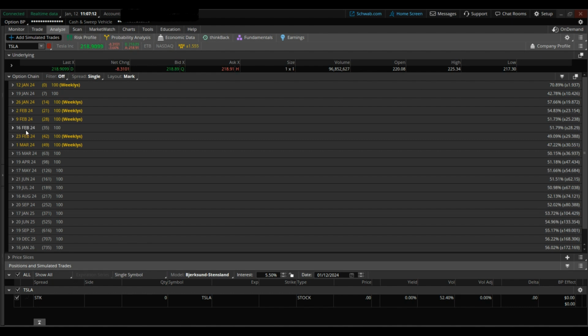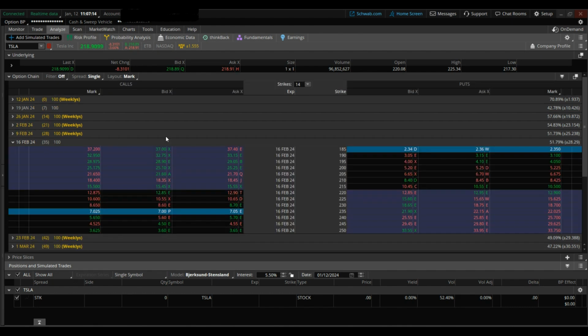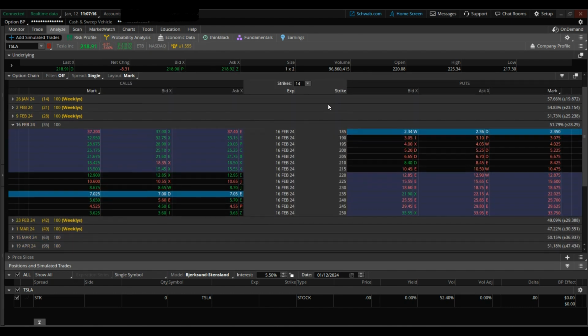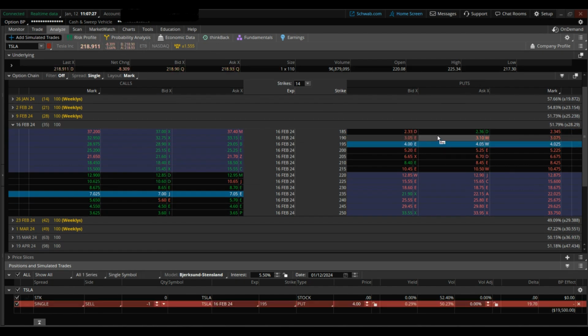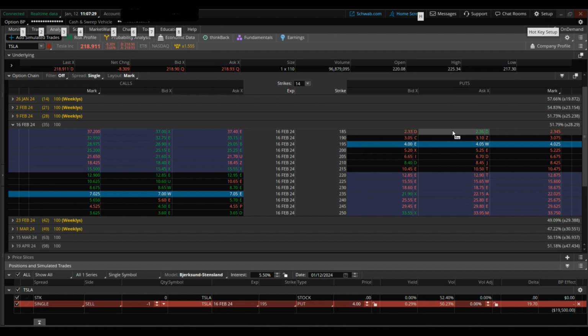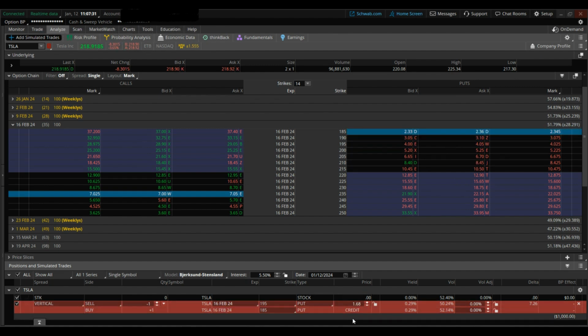So we're currently on Tesla. We're gonna choose the 35 days until expiration cycle, and we're going to start with the put spread. The put spread definition is selling a put option at a higher strike price while buying another put option at a lower strike price. So we go on the put side, we sell the 195, and we hold the control tab and click on the 185, and they come out merged together.